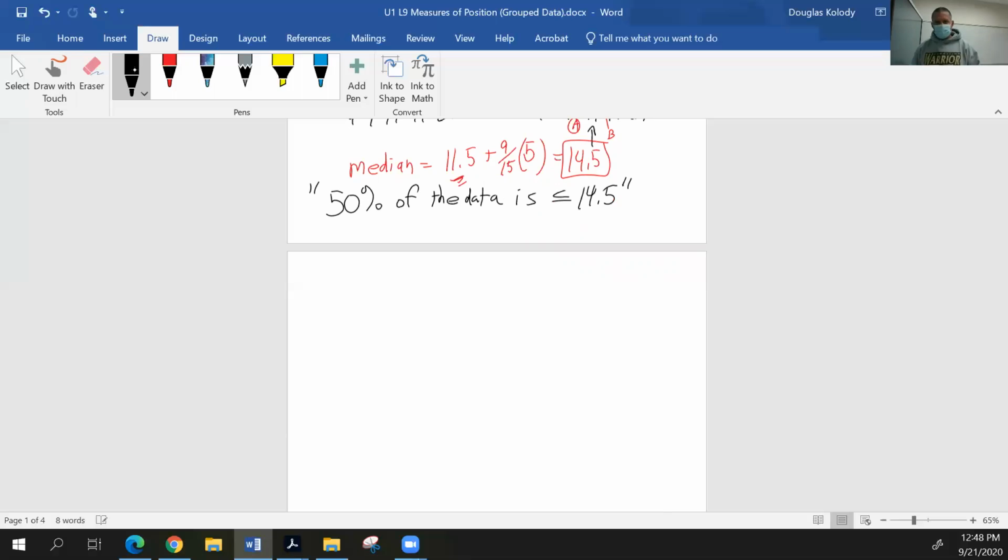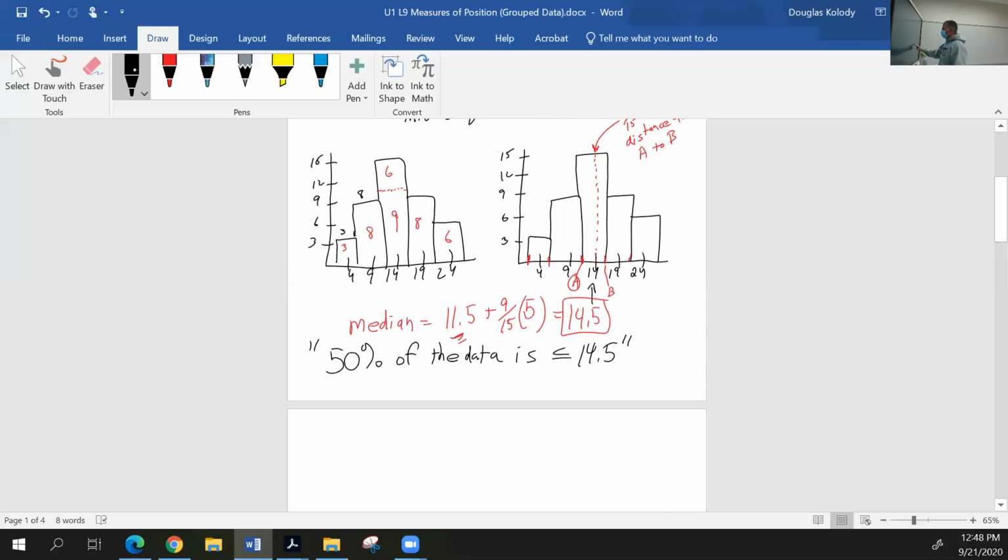I want you to pay very close attention to what word I did not use. I did not use the word approximately. Why did I not use the word approximately here? Because this is grouped data, and we are assuming, whether correctly or incorrectly, that the data is evenly distributed throughout each rectangle. We don't know if it is. We don't know if it isn't. It's grouped data, so we're going to assume that it is. So we are assuming that we found the exact 50% value, that vertical line right there.